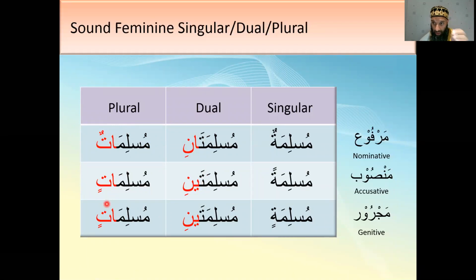Zalima means oppressing woman. How do I say two oppressing women? Zalimatani, zalimataini. And how do I say many oppressing women? Zalimatun, zalimatin. Excellent.